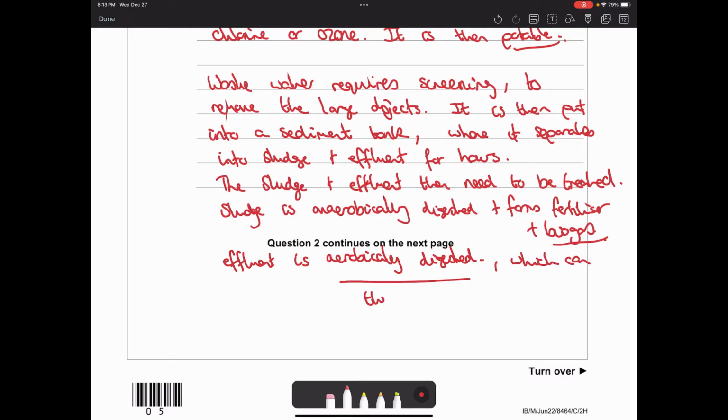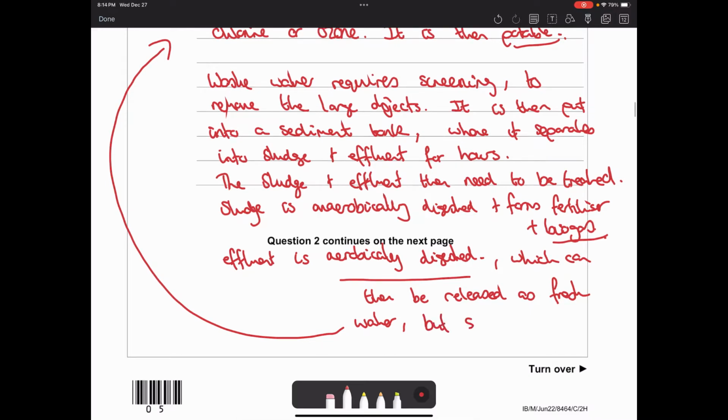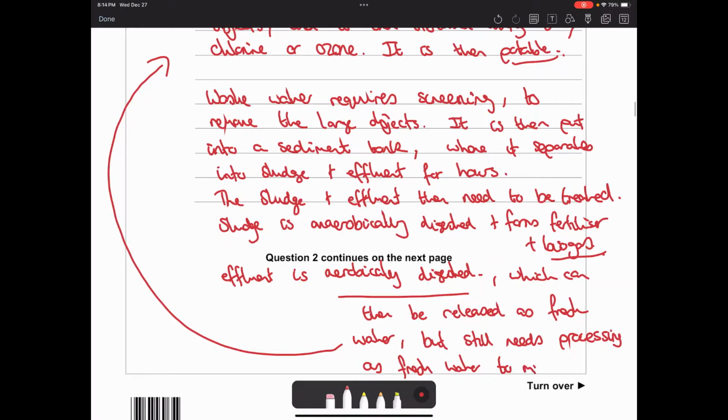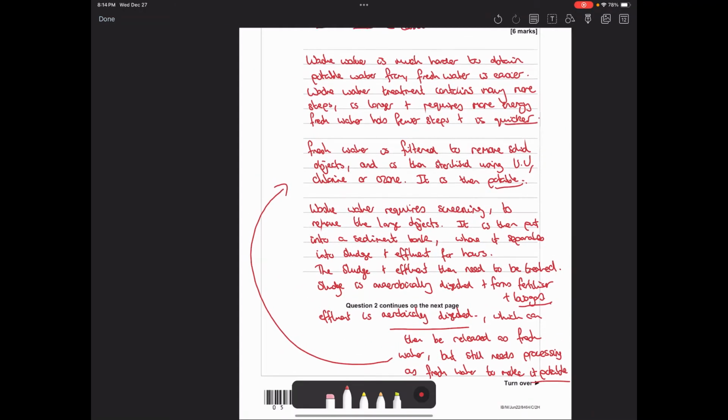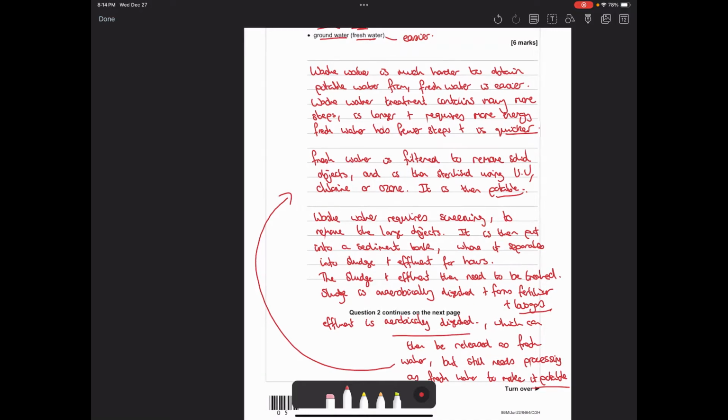which can then be released as fresh water, but it still needs to be treated to get it back into potable water, but still needs processing in the process up here to make it potable. So obviously it's much longer. Now you don't need as much as that to get 6 marks. You could have missed some things off, but that's just demonstrating a clear understanding of how we treat wastewater and fresh water.